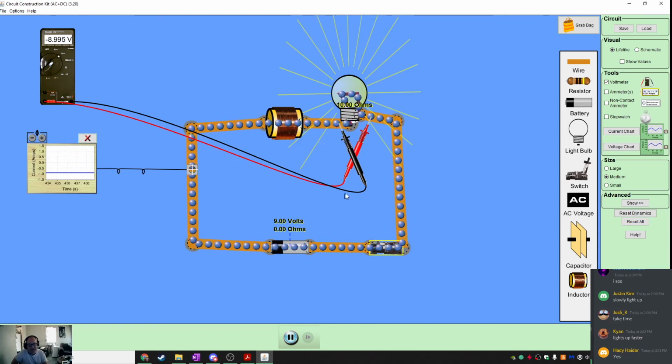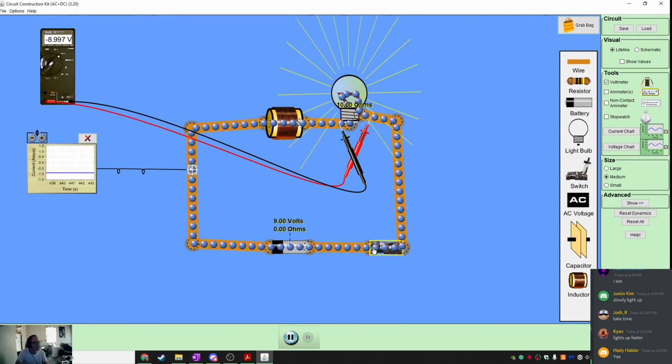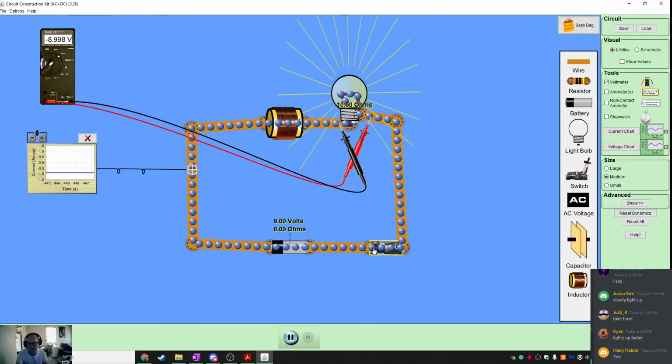So the way that I think about inductance is it kind of endows the circuit with a type of mass. When you have high inductance, the circuit is really sluggish. So that means that it is hard to change its direction.